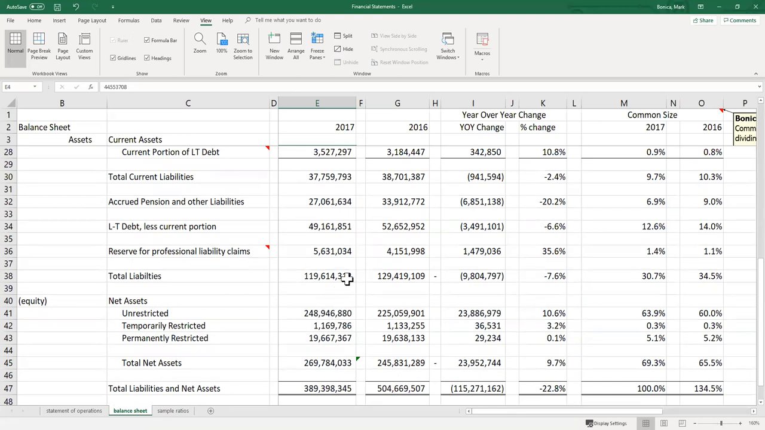Now, this would look a little different if we were looking at a for-profit, and maybe I'll post an addendum at some point looking specifically at the equity portion of a balance sheet for a for-profit company.